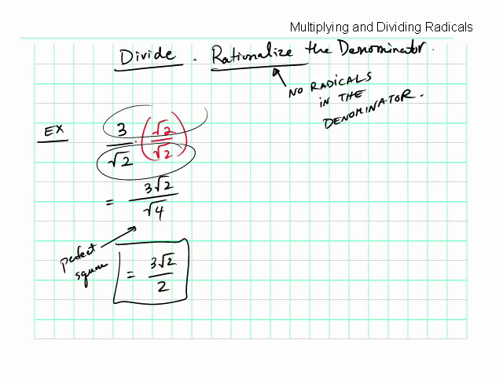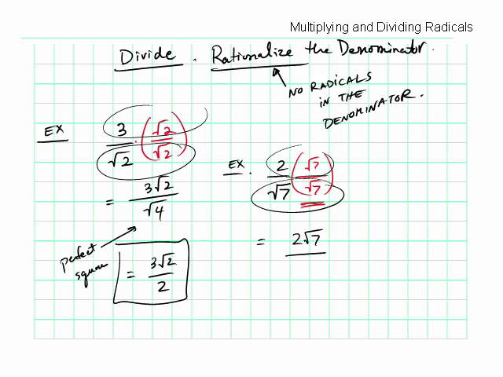Here's another one similar to that. 2 over square root 7. To rationalize the denominator here, I'm going to multiply by square root 7 over square root 7. Remember, you have to multiply by something equivalent to 1 here for these fractions. In the numerator, I've got 2 square root 7. In the denominator, I've created a perfect square. It's the square root of 49. And so this is going to be 2 square root 7 over 7, and we have it rationalized again.